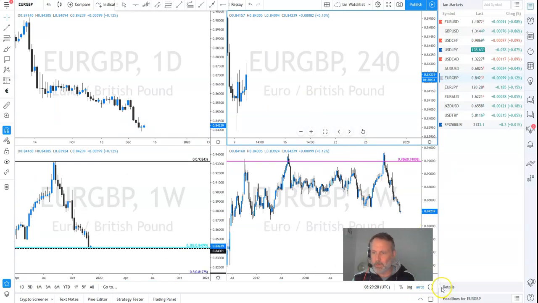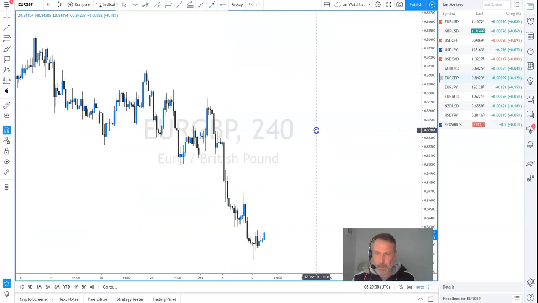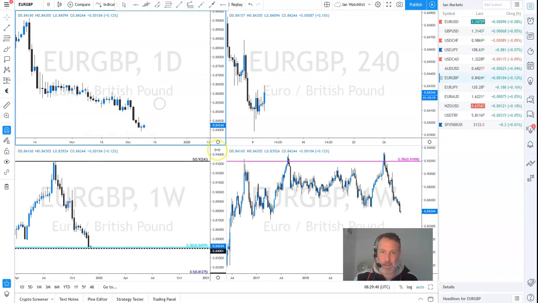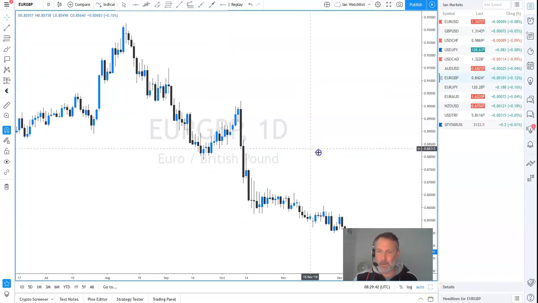If we go to a shorter time frame, that dip's been bought into. We've got a doji style candle. We tried to get in at 84.03 this morning, might have been a bit ambitious there. I think the daily chart is worth a look.